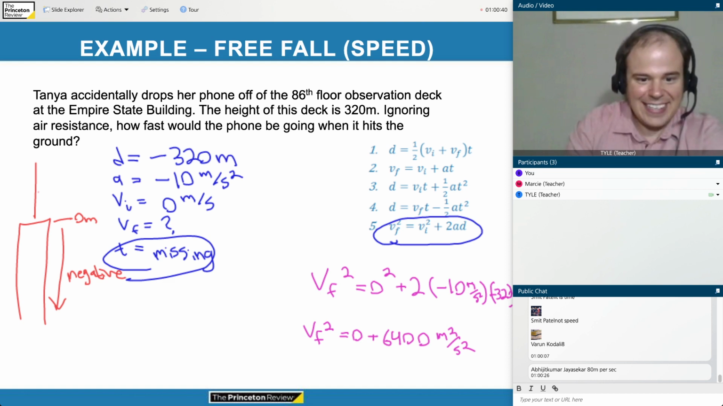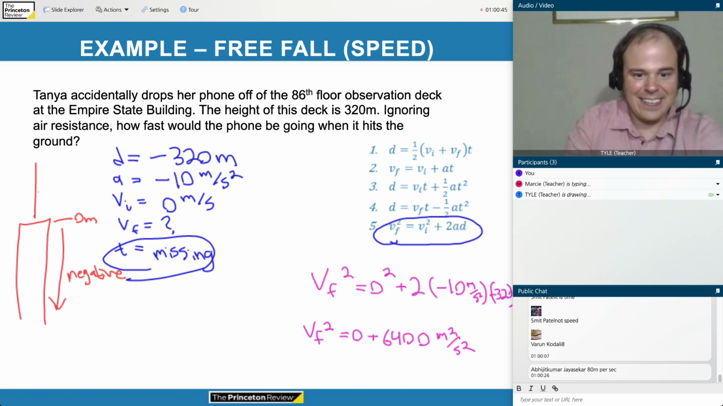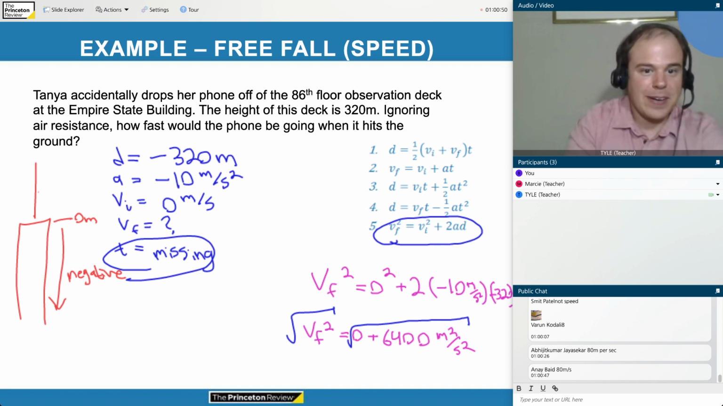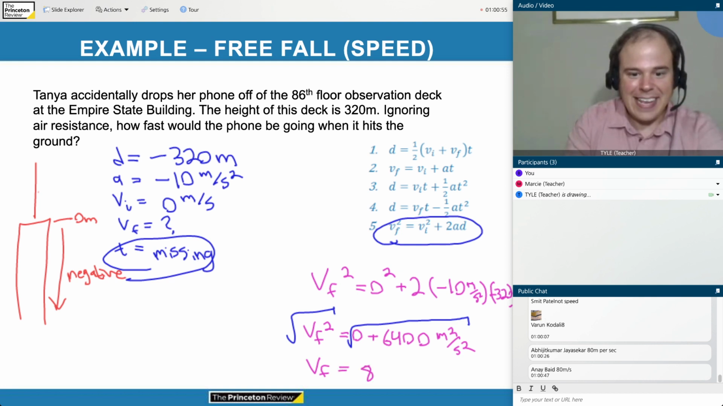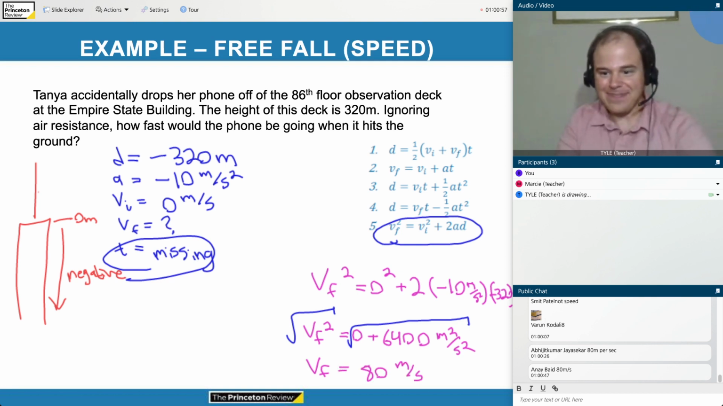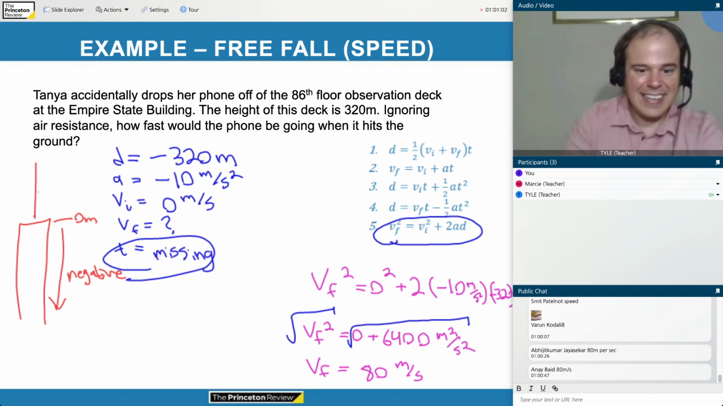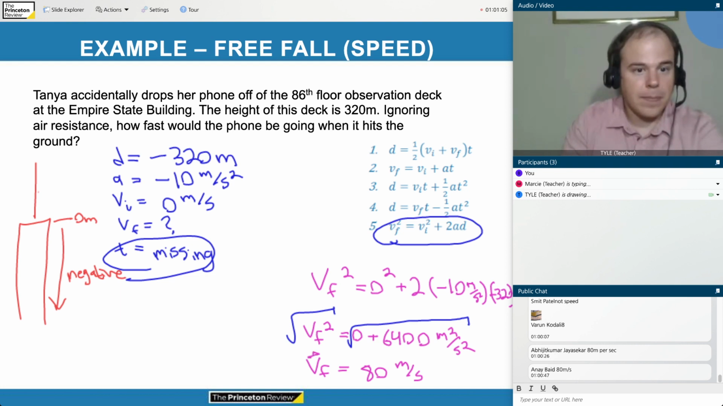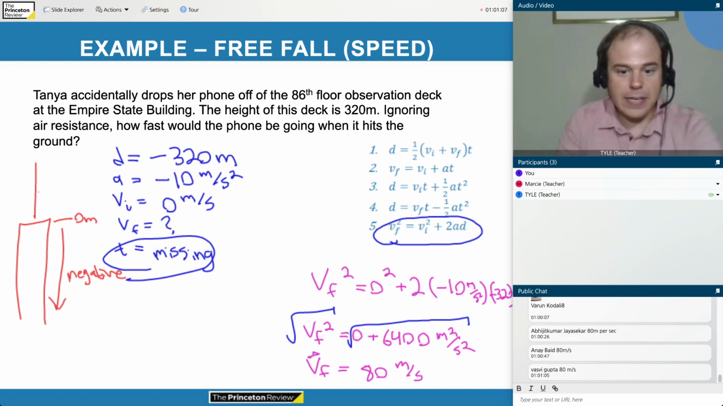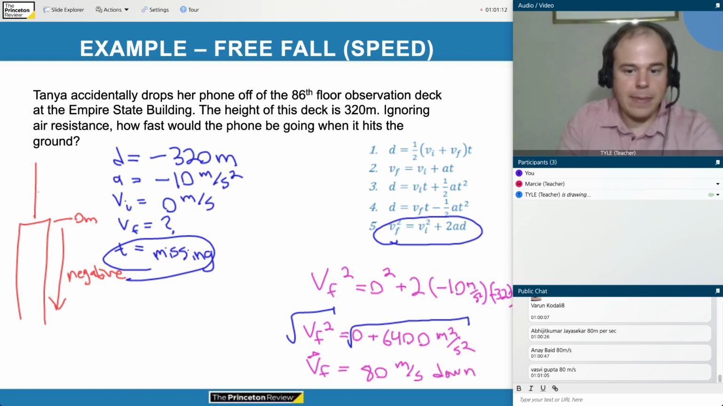All right, and so then I'll take the square root of both sides. The square root of v final squared, and the square root of 6,400 meters squared per second squared. This gives me that the final velocity is 80 meters per second. Fantastic. And I see there are some good answers in the chat. Since it just asked how fast the phone would be going, we could say 80 meters per second. And if we wanted to give the velocity, we could say 80 meters per second downward, depending on exactly what the question asks.